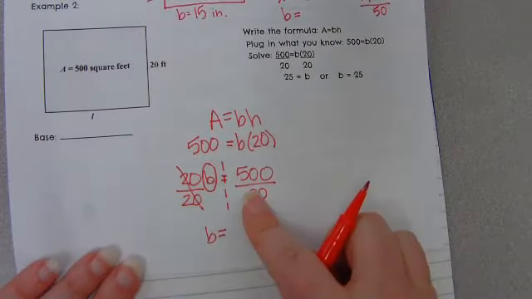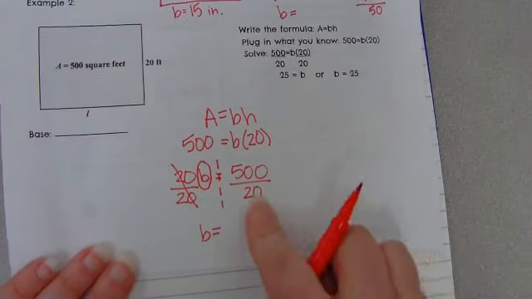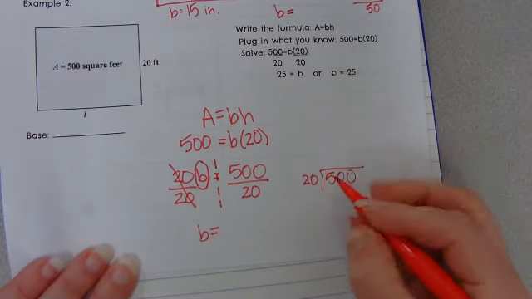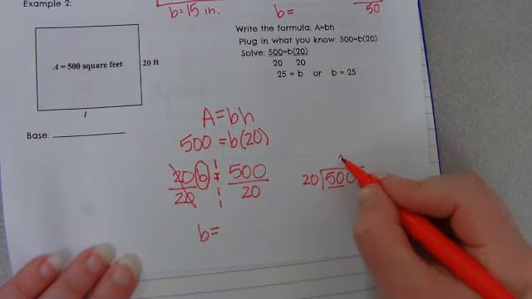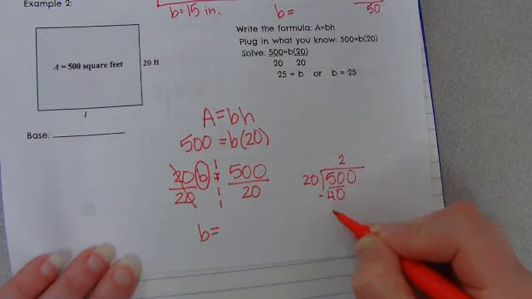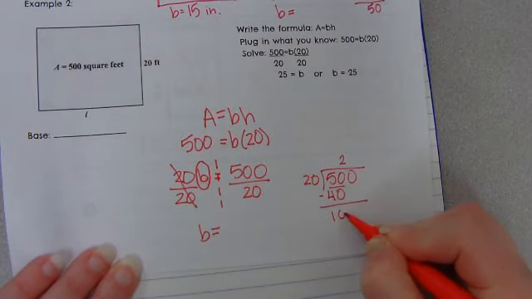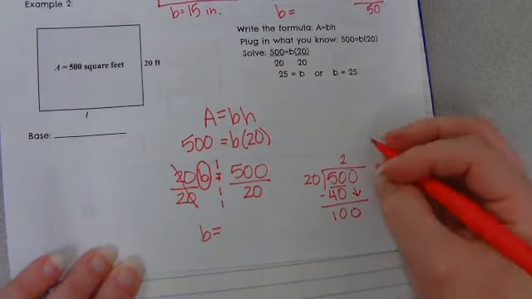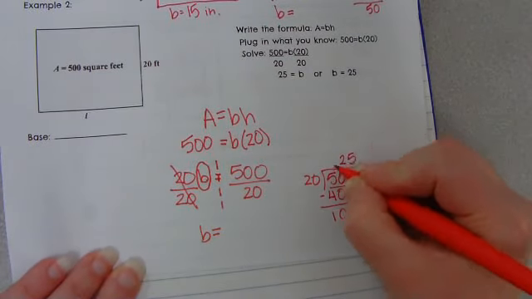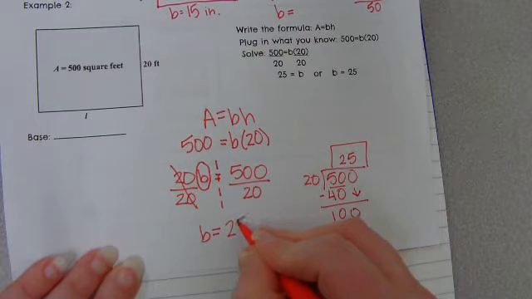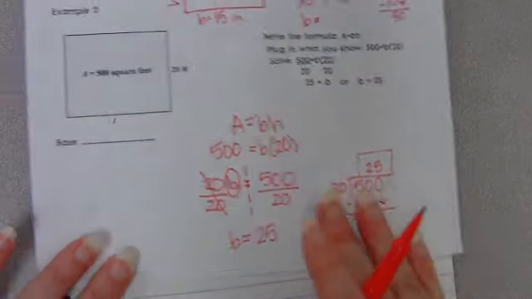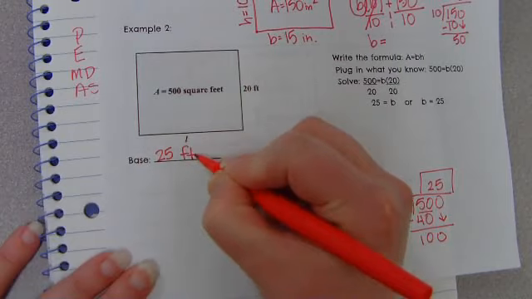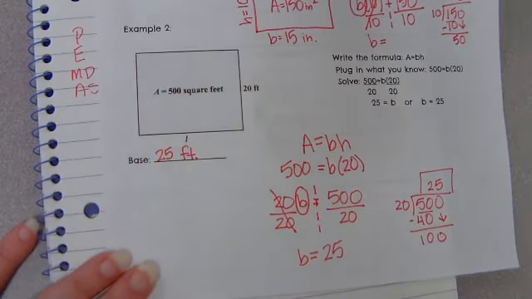So b equals, and if I don't know my factors for, or my multiplication facts for 20, I'm going to do some long division. 20 goes into 50 2 times, and it's 40. And I get 10 as a remainder. I bring down this 0, and 20 goes into 100 5 times, which is going to wind up being the answer for my base. My base of this rectangle is 25 feet.